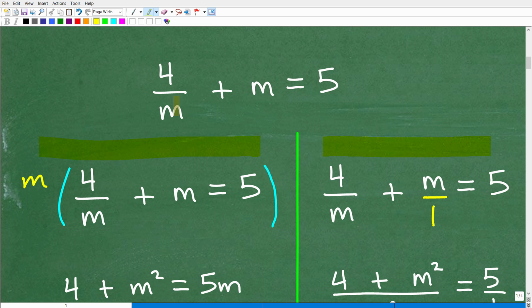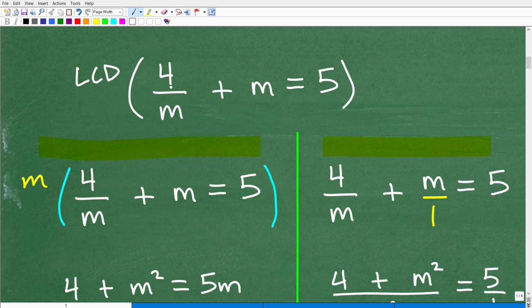But you can look at this problem right here. You can say, you know what, I don't want to deal with the fractions. I got 4 over m plus m equals 5. So anytime you have fractions in an equation, you can always get rid of the fractions by multiplying the entire equation by the LCD, the lowest common denominator.